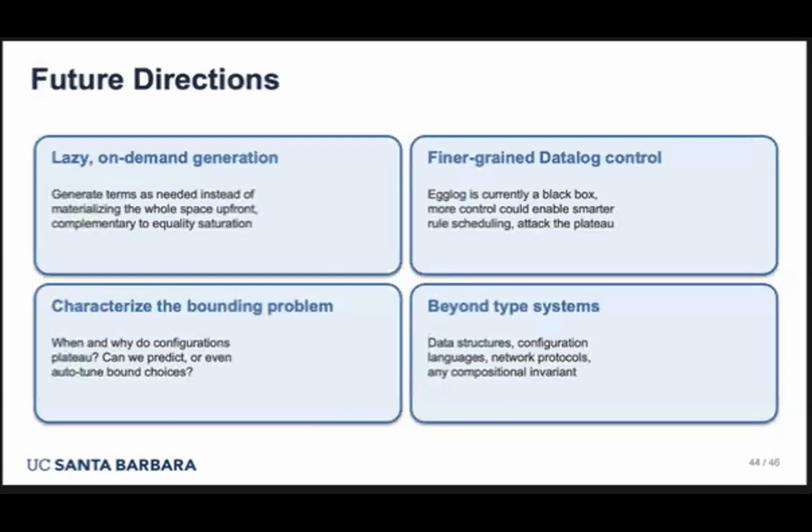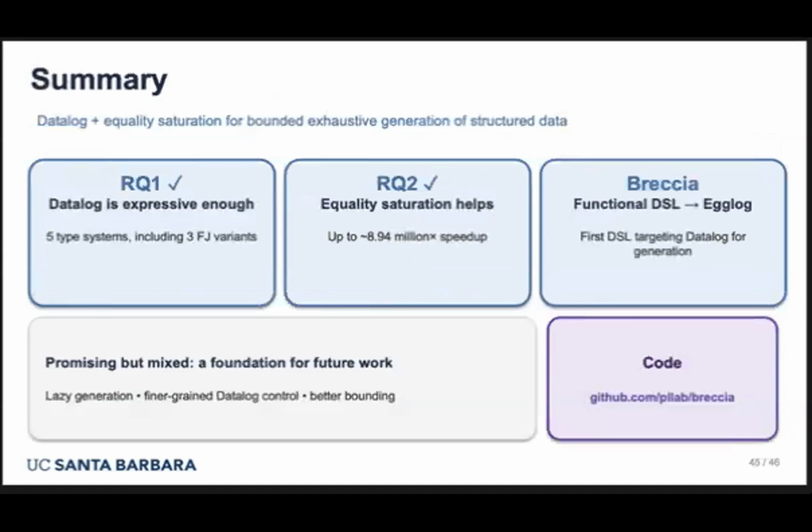A couple of things that we're looking at are using lazy on-demand generation, so we can generate terms as needed rather than materializing the whole space up front. Having finer grained Datalog control also, because we used Egglog as a black box for this project, and so we think that having different rule scheduling could possibly help attack this plateau, the bounding problem I talked about. And then moving beyond type systems.